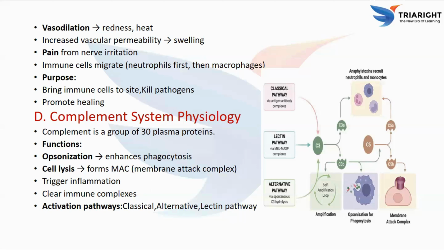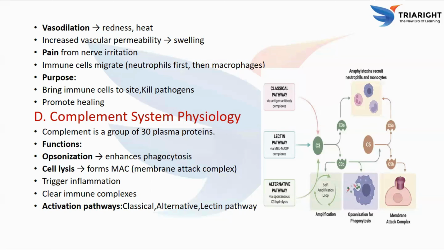The third one is triggering inflammation. It is done by C3a and C5a complement proteins. These are also called anaphylatoxins. They can attract neutrophils and macrophages. They can increase blood vessel permeability and also intensify the inflammation. C5a is the strongest chemoattractant in the complement system.